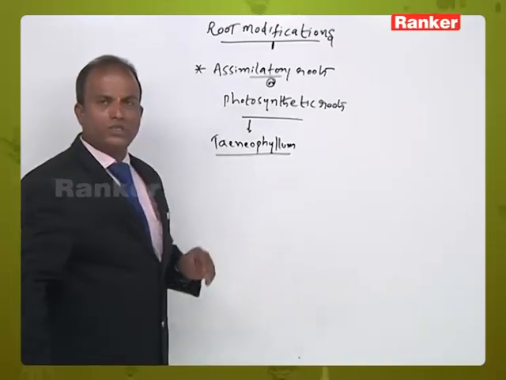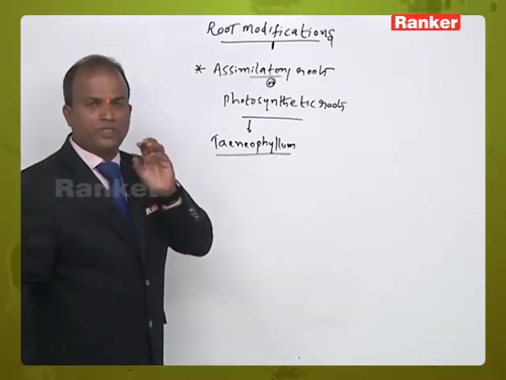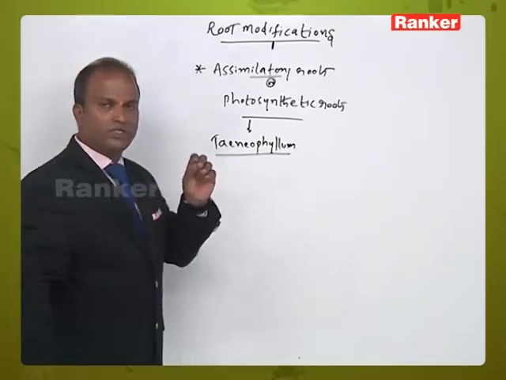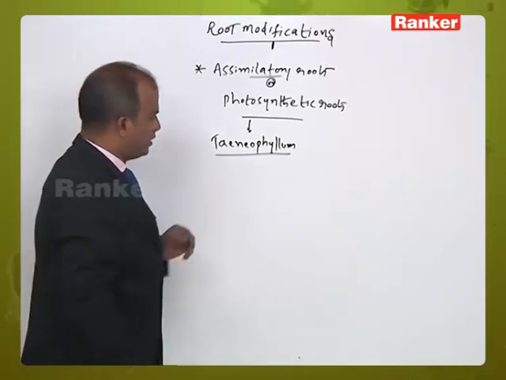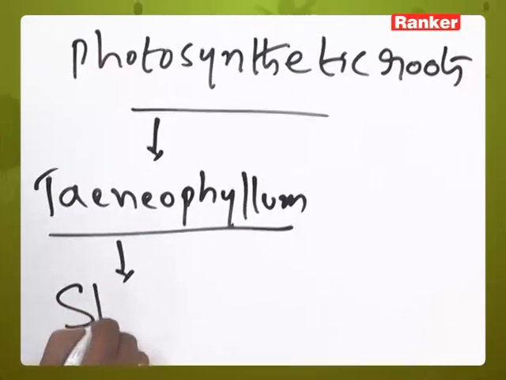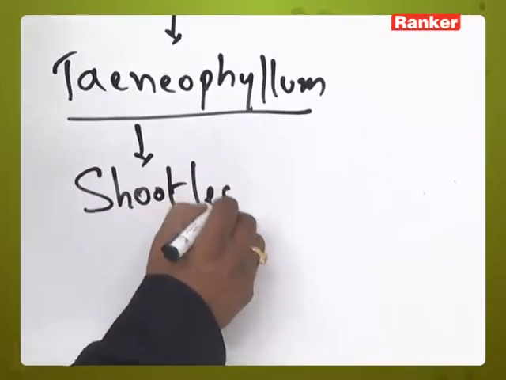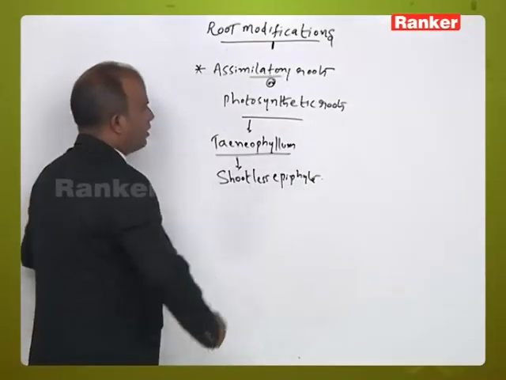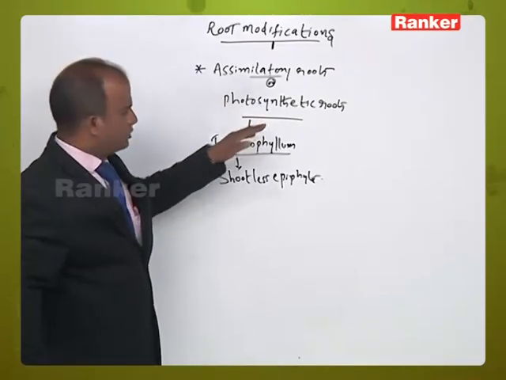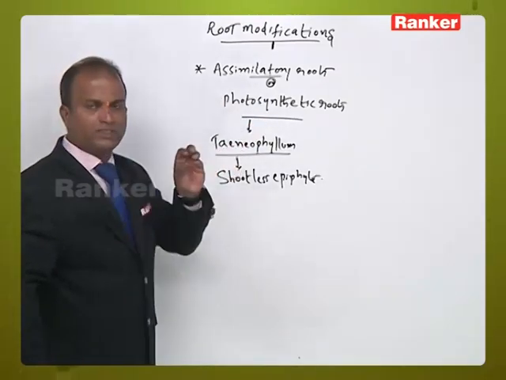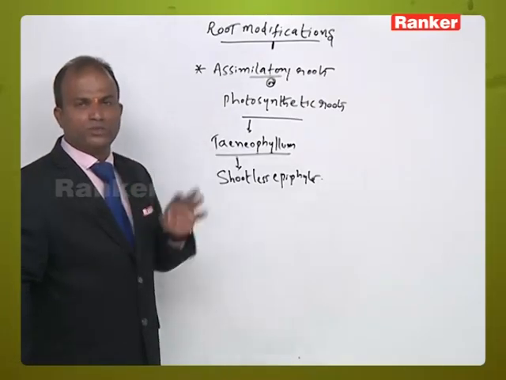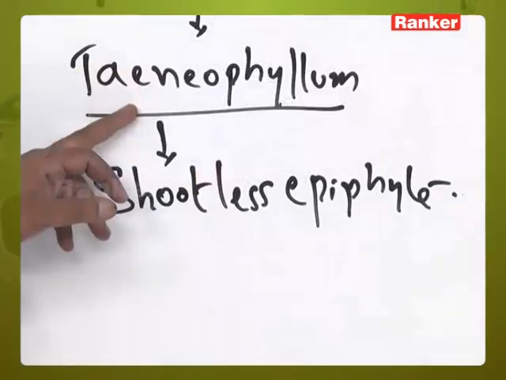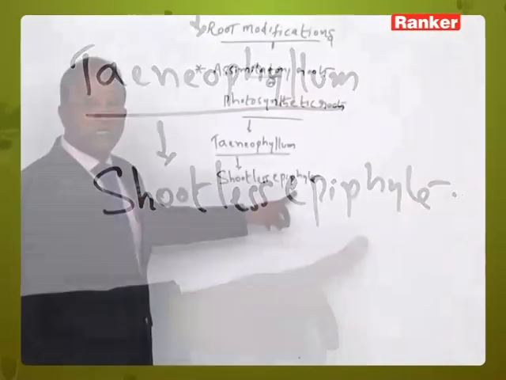Does this Taeniophyllum show a shoot system? It does not show a shoot system. That means Taeniophyllum is called a shootless epiphyte. Yes, it is called a shootless epiphyte. Why? Because Taeniophyllum does not show a shoot system; it does not show stem or leaves.